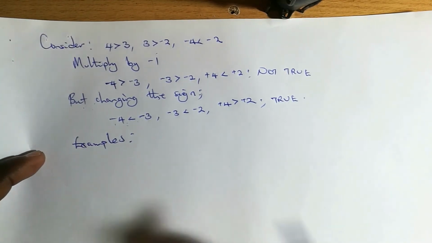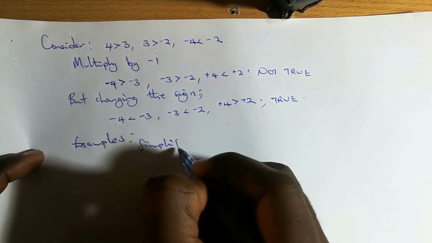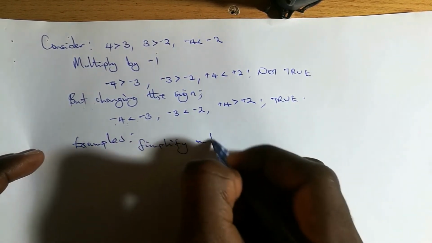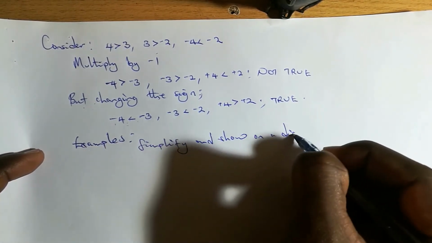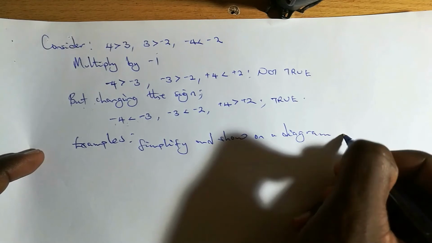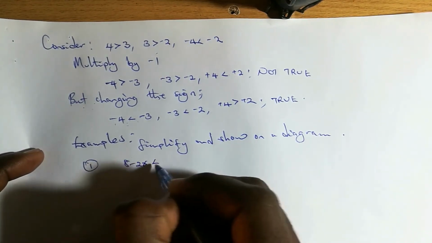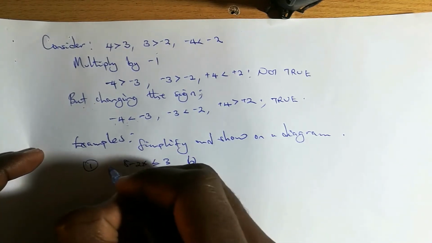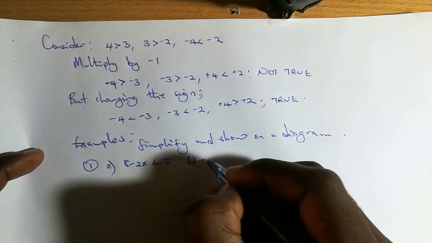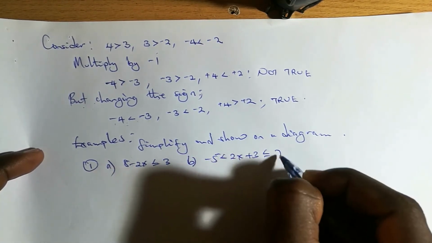Now we look at some examples. The first one, let's simplify and show on a diagram. The first example we can look at is 8 minus 2x less than or equal to 3. And that's the first one. And we look at another, let me say -5 less than 2x plus 3, less than or equal to 7.